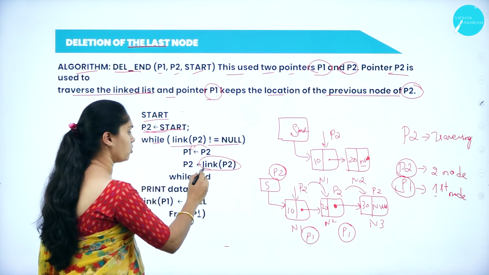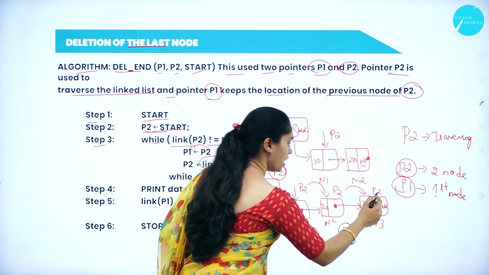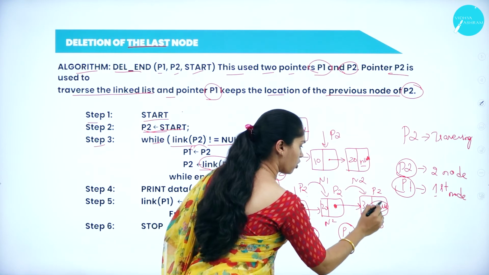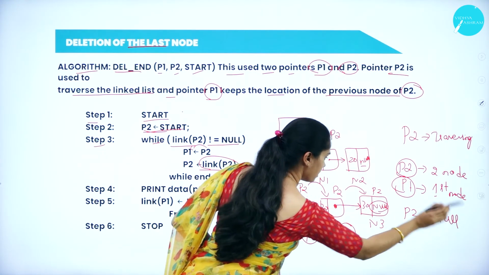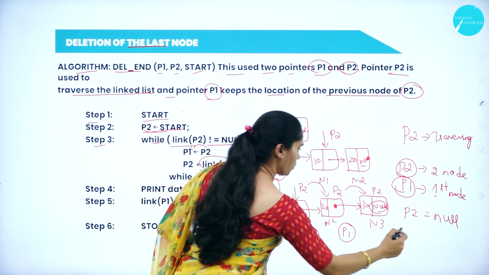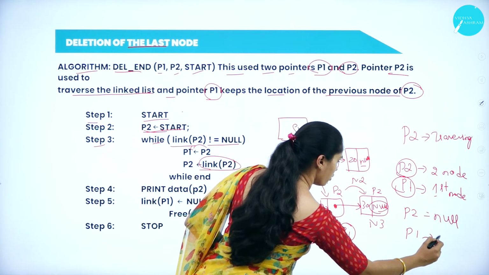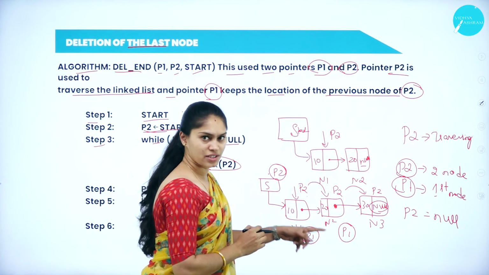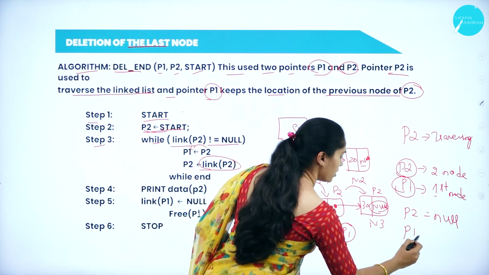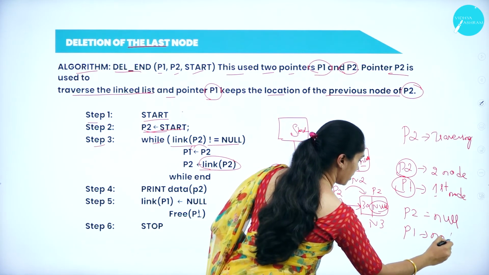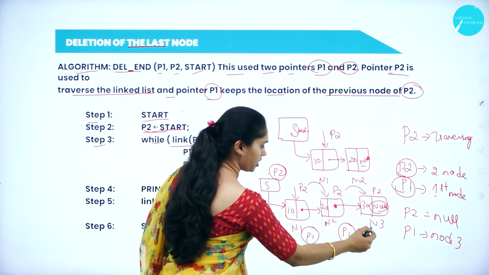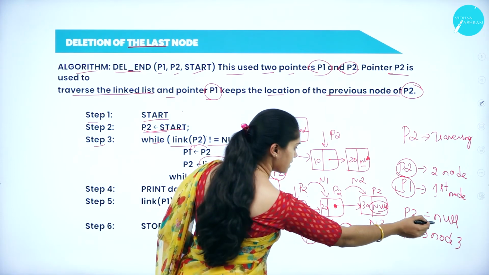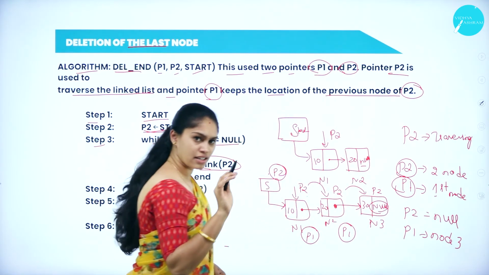Again, P2 link of P2. So now it will going to hold the link of this P2. So in the P2 right now we have null. And in the P1 it will going to have the address of node 2. So this P1 will going to hold the address of node 3. Okay. Right now it is holding the address of this node 3. Node 3 address is null. That is what P2 is null right now.